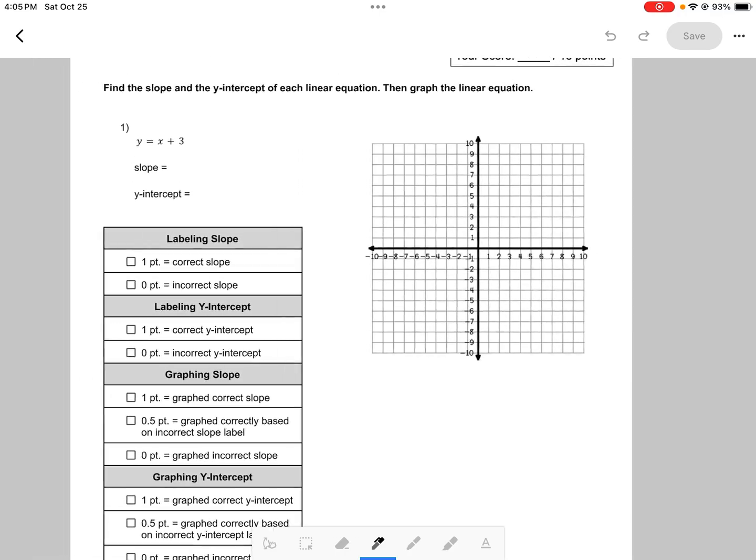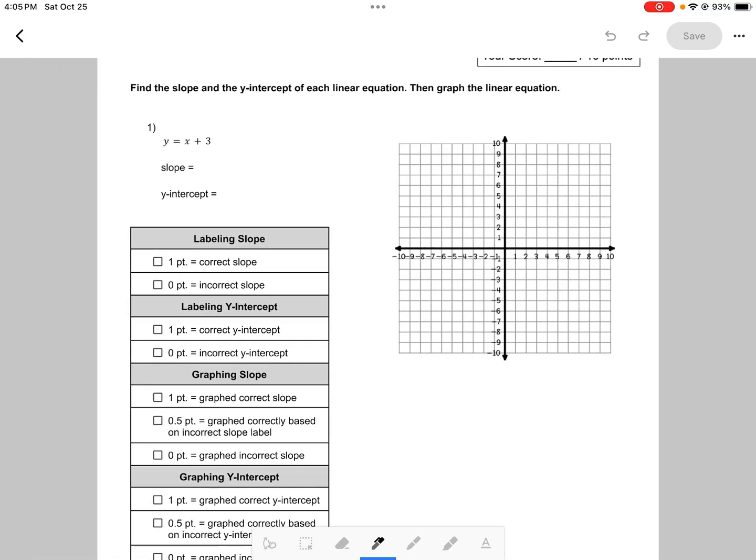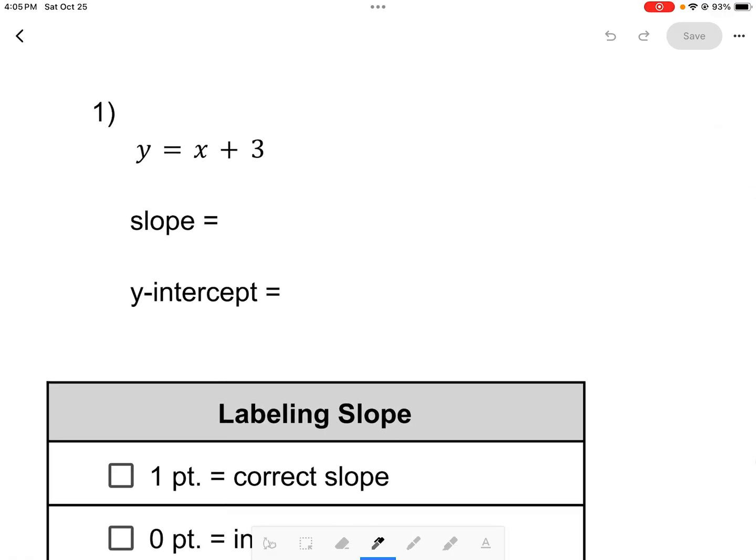So looking at number 1, I'm going to write out my slope in the form of rise over run since we're going to be graphing. My slope here is x, but it's just 1x, and that's the same as saying 1 over 1 for a slope. And then my y-intercept, or my b, is 3.